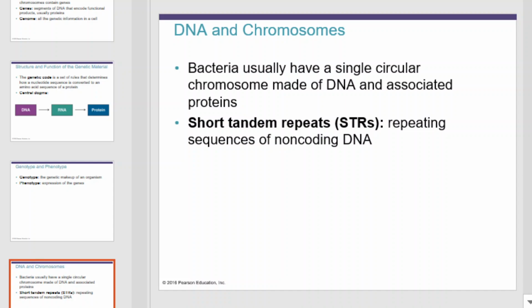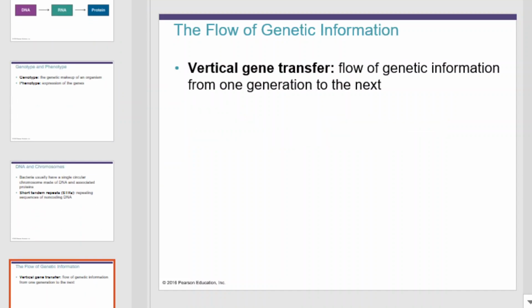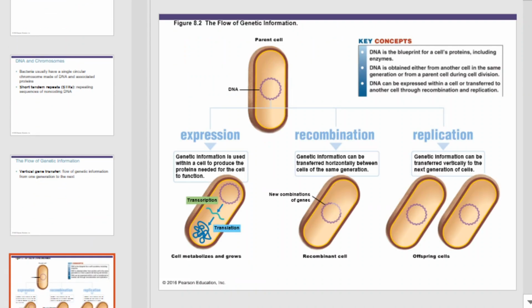DNA and chromosomes. Bacteria usually have a single circular chromosome made of DNA and associated proteins. Microbial DNA can have short tandem repeats, STRs. This is repeating sequences of non-coding DNA. Most DNA transfer in microbes and higher organisms occurs through what is referred to as vertical gene transfer, or the flow of genetic information from one generation to the next. This is an illustration of gene transfer in microbes.